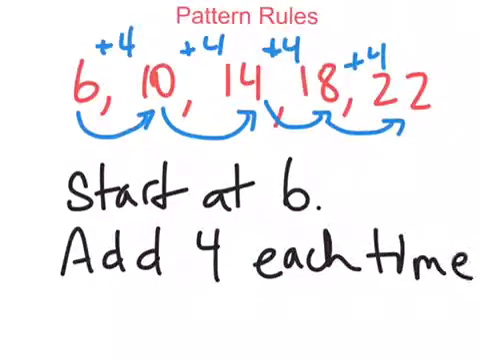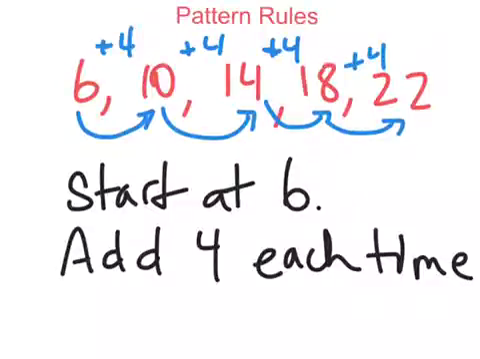Two really important things in this pattern rule. Always tell me, where do you start? Because if you said start at 8, that wouldn't be right, would it? Because it would go 8, 12, 16, 20, 24, and so on. So you have to explain where to start, and you have to say what we do, add 4, each time.